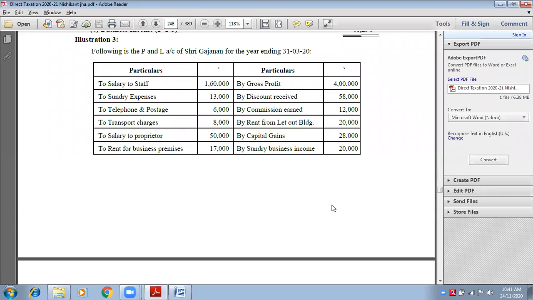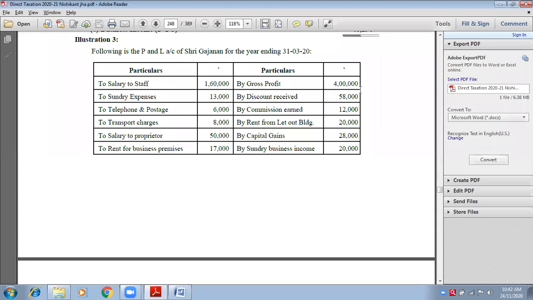Capital gains is a different head of income. There are total 5 heads of income: income from salary, income from house property, income from capital gains, income from business and profession, and fifth, income from other sources. So capital gain is altogether a different head. It is not related to business and profession. It is related to capital gains, another head.